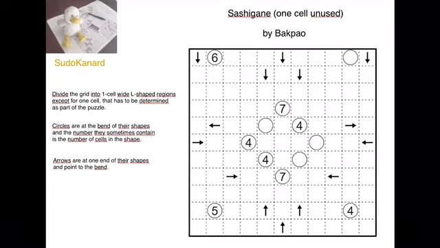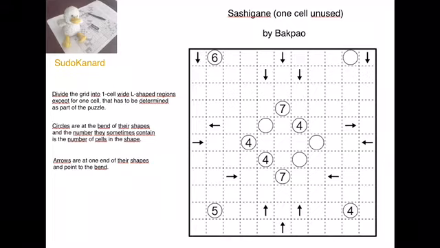So, what is it? The normal rules of Sashigane is that you need to divide the grid into one cell wide L-shaped regions. So, stuff like this. And that's the usual rule, but this time one cell must be left over and be part of no L-shaped region. And this cell has to be determined as part of the puzzle. And it should really complicate the matters a bit.